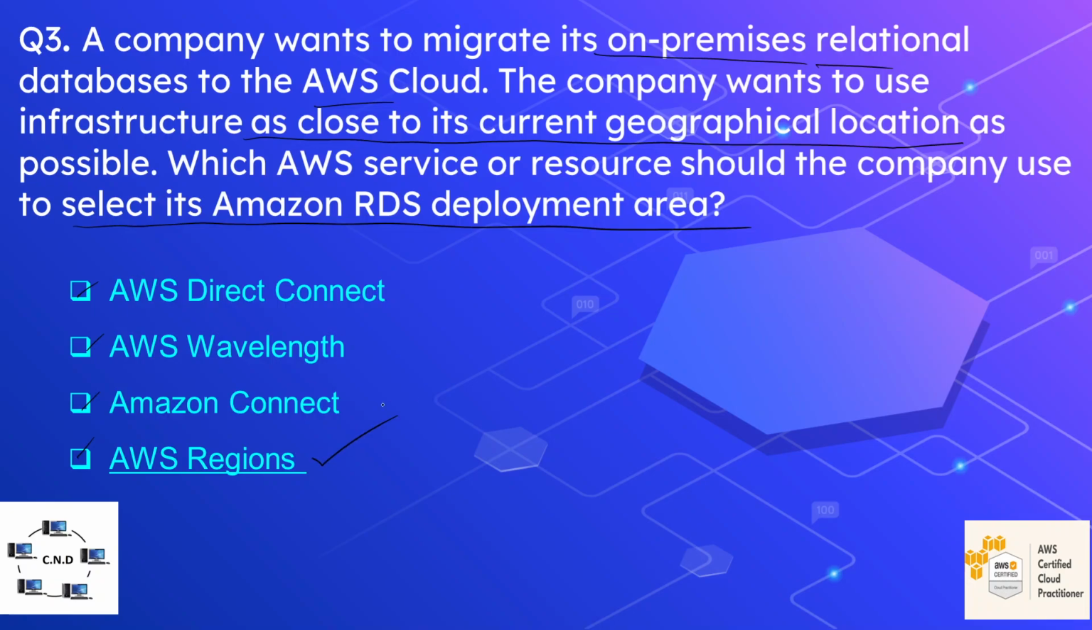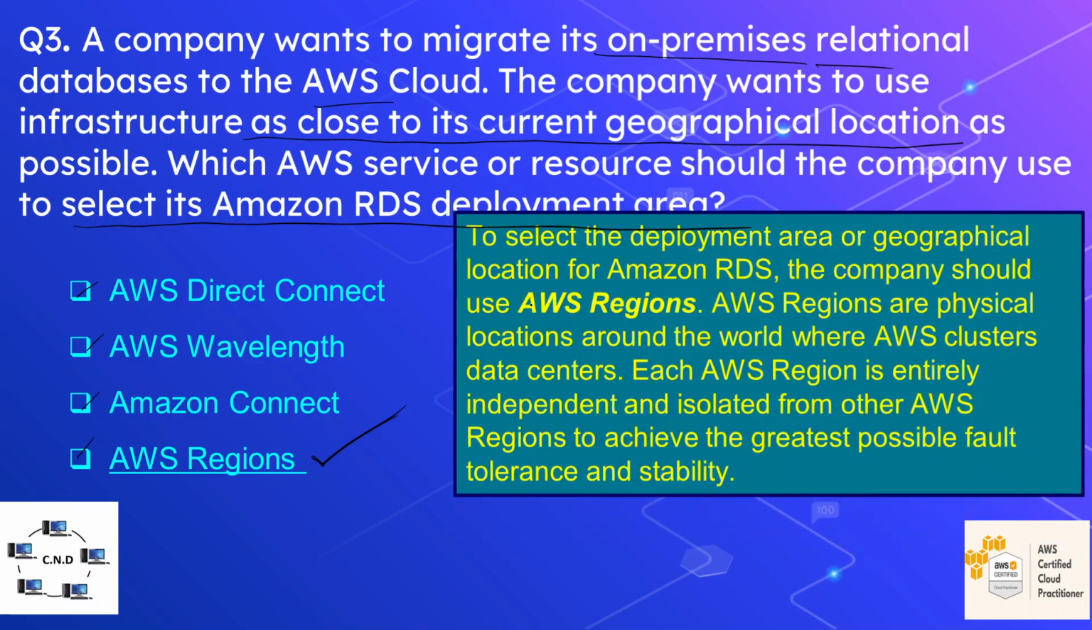So this is a geographical location, and the user can select the nearest AWS Region so that the RDS deployment is closest to the on-premises location. And what are AWS Regions? To select the deployment area or geographic location for Amazon RDS, the company should use AWS Regions.